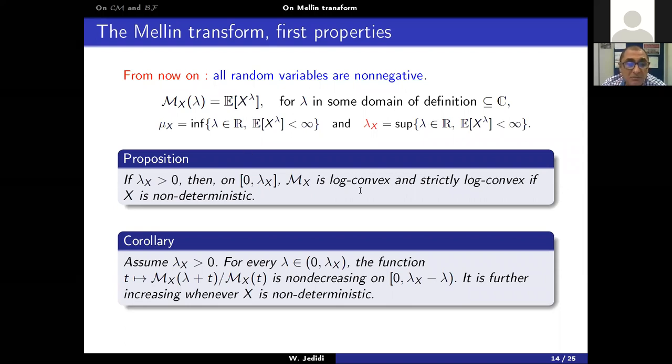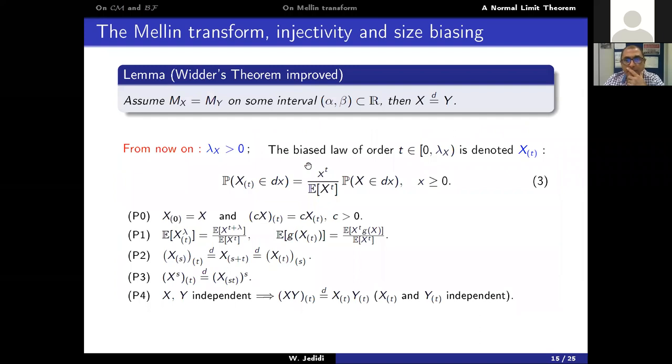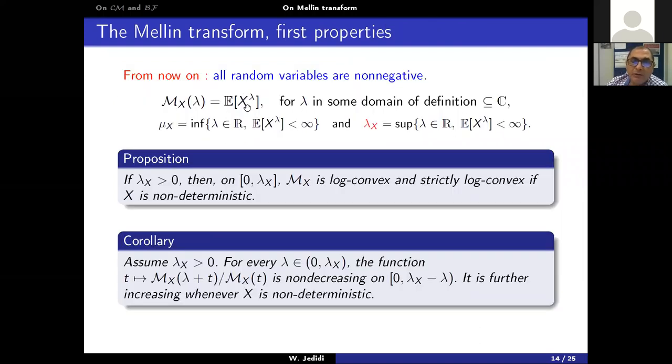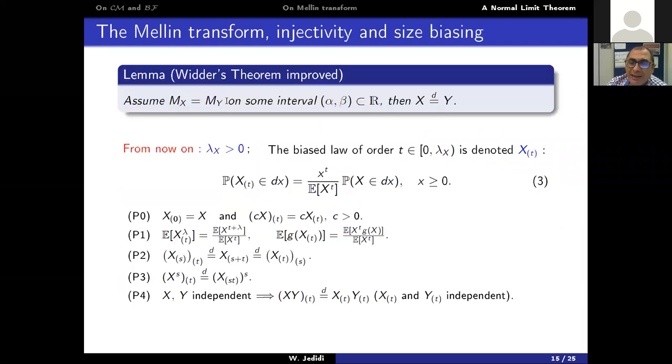So we start with some properties of the Mellin transform. It's a log convex function. And whenever the random variable here is not deterministic, then it will be strictly log convex. And these ratios are non-decreasing in t, and strictly increasing when X is not deterministic. Is the Mellin transform injective, like the Laplace transform or the Fourier transform? Of course, yes. But how would you state the injection?